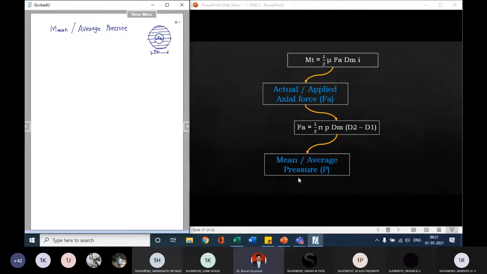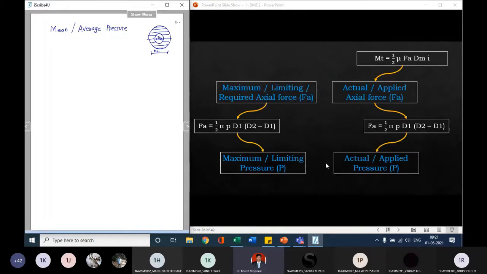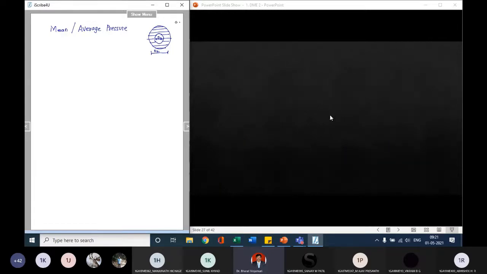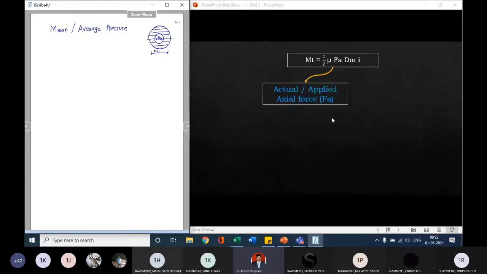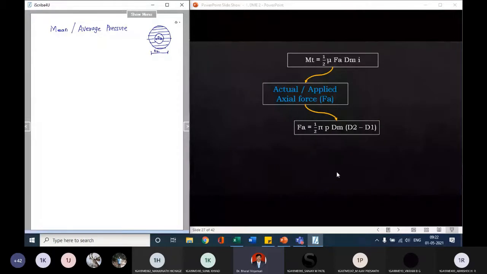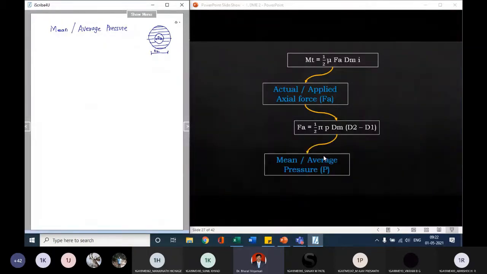Remember this. Once again, guys, there are three types of pressures which are most important and which you need to understand. One is maximum pressure, directly from this formula for Fa. Now you have actual pressure. Actual pressure means you go for MT, find Fa, then from this Fa equation take P, if D1 is there. Now if he says mean pressure, mean is average. So at the mean diameter we are going to find it. Instead of D1, we'll find it at DM. So this is your mean pressure. This is what exactly you need to do.